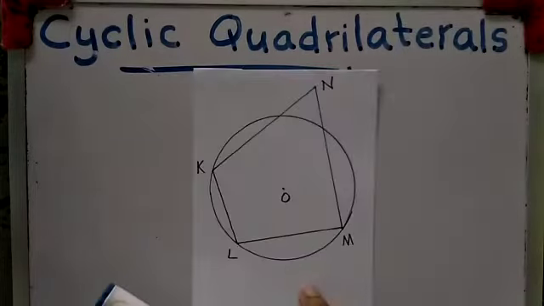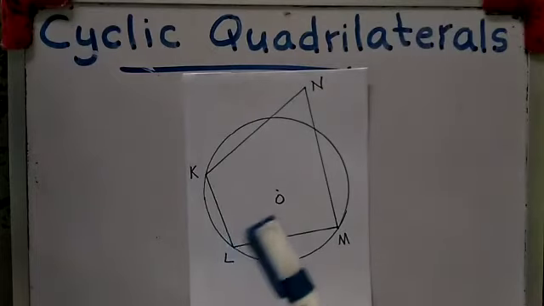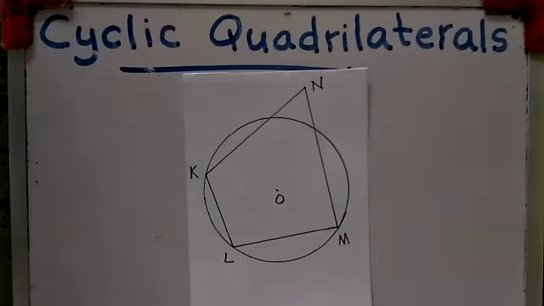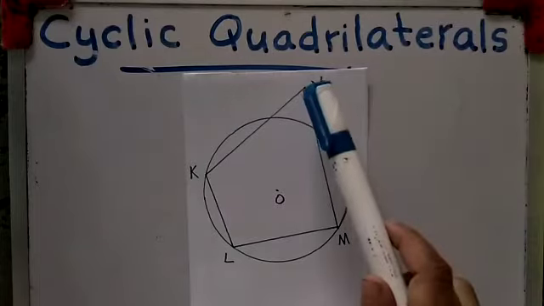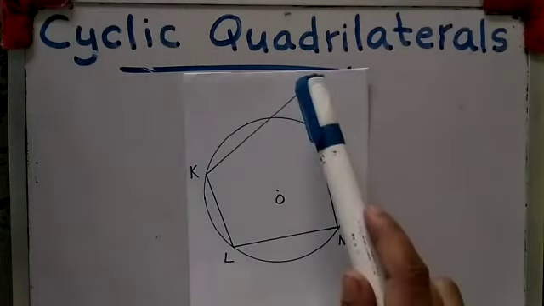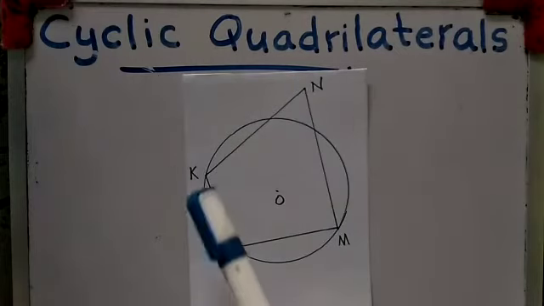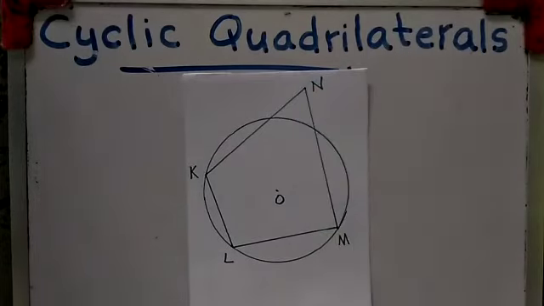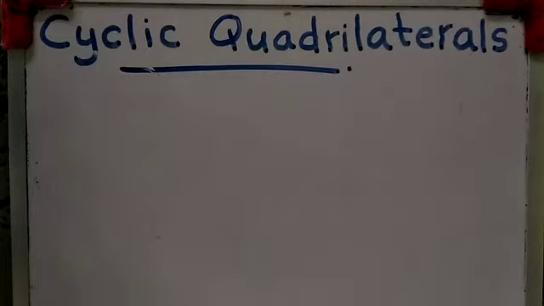Here you can see the quadrilateral KLMN is not a cyclic quadrilateral. Why is it not a cyclic quadrilateral? The vertex N lies outside the circle. Even though the other three vertices K, L and M are on the circle, the one and only vertex, that is N, lies outside the circle. So this is not a cyclic quadrilateral. We will move to another example.